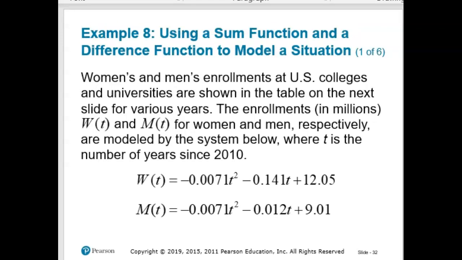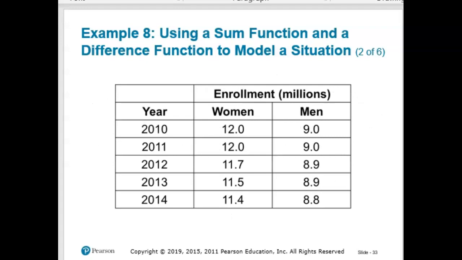We're going to look at women's and men's enrollments in U.S. colleges and universities. They'll be shown on the next slide in a table format. Keep in mind that enrollments are in millions. W means women, M means men, and they're modeled by the two equations that you see here. T will represent time, meaning years since 2010.